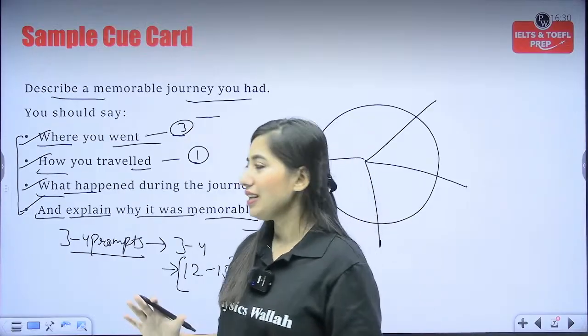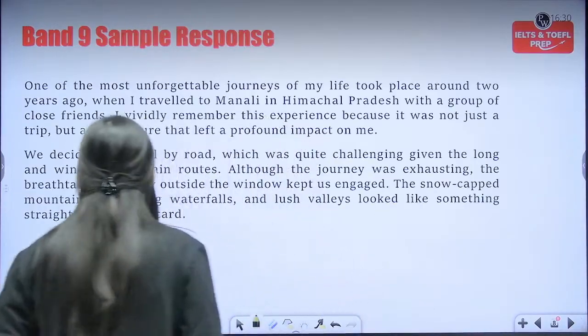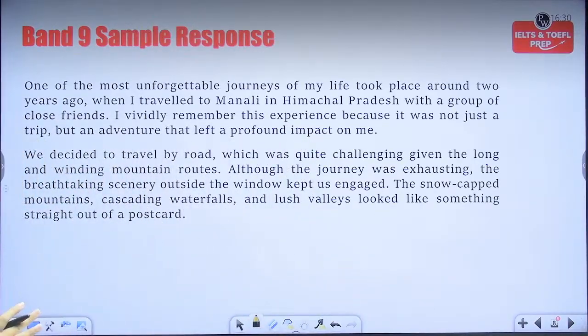Now let's just see the response. One of the most unforgettable journeys of my life took place around 2 years ago when I traveled to Manali in Himachal Pradesh. It was with a group of close friends. I vividly remember this experience because it was not just a trip but an adventure that left a profound impact on me. We decided to travel by road, which was quite challenging given the long and winding mountain routes. Although the journey was exhausting.